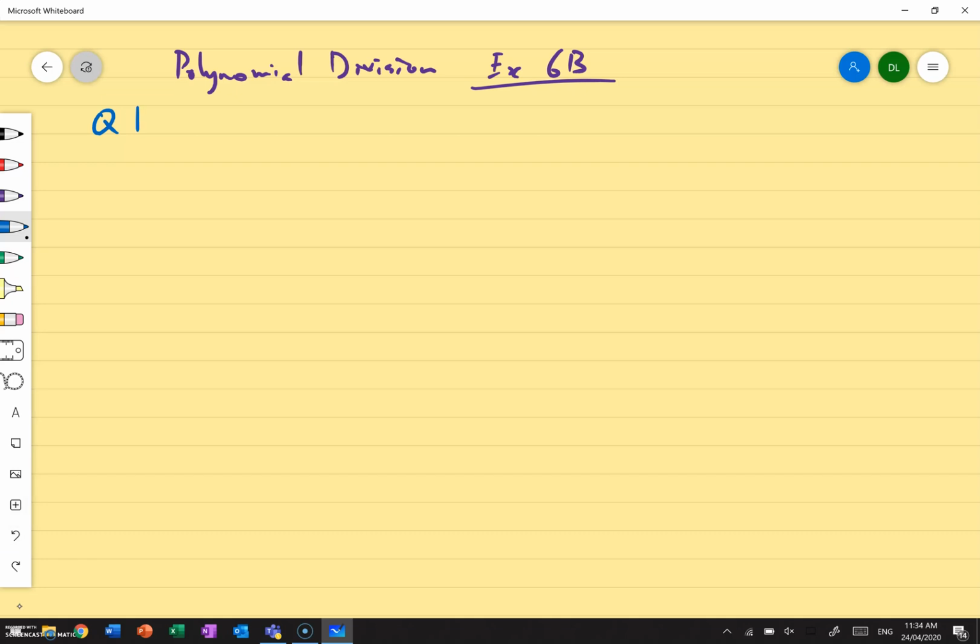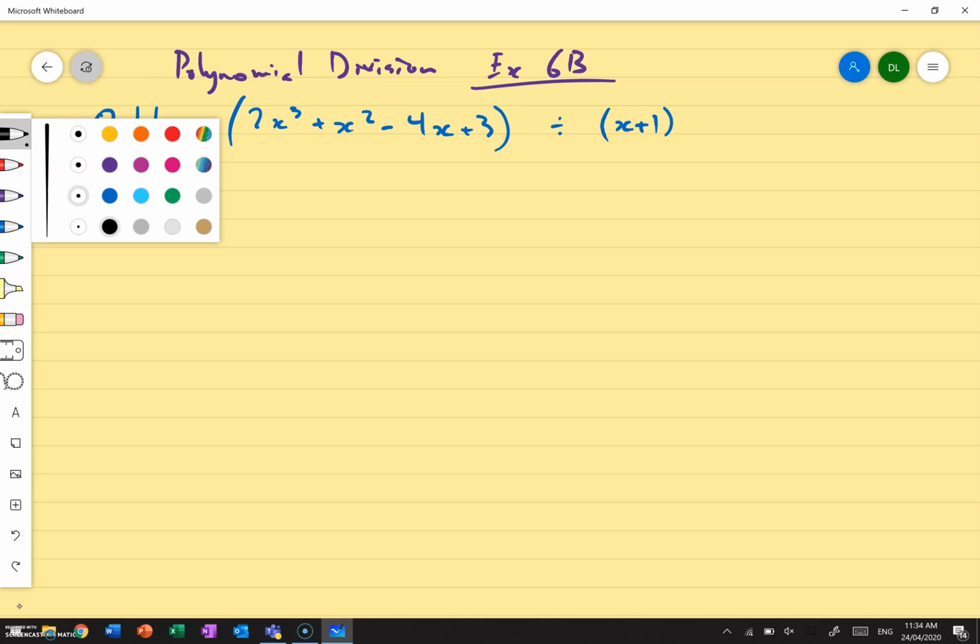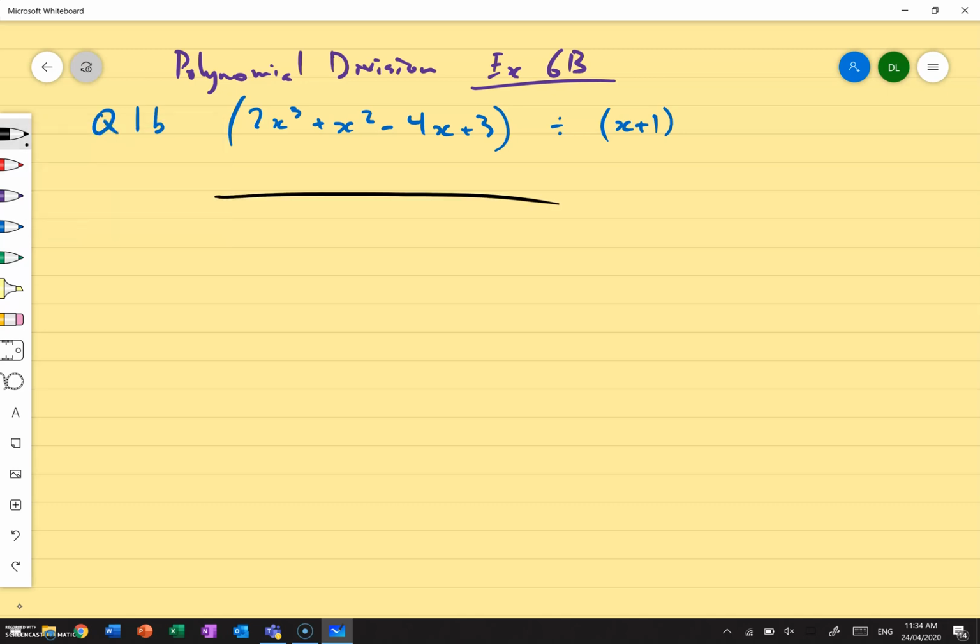So, question 1, let's do, for example, question 1b. So I've got 2x cubed plus x squared minus 4x plus 3, and I have to divide it by x plus 1. So those are my two polynomials there. Okay, so if I'm trying to do this kind of question, I need to write up my skate ramp. So we do one of these things, right? So I write that, and then I write this one over here because that's what I'm dividing.